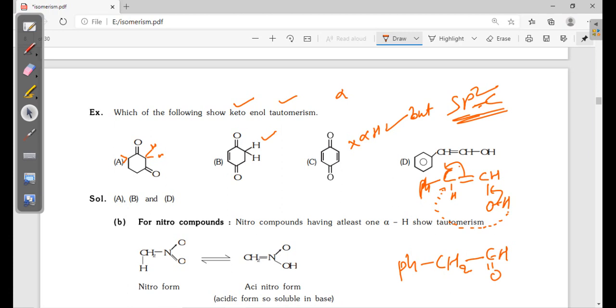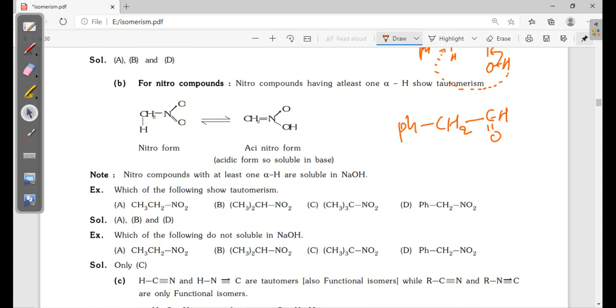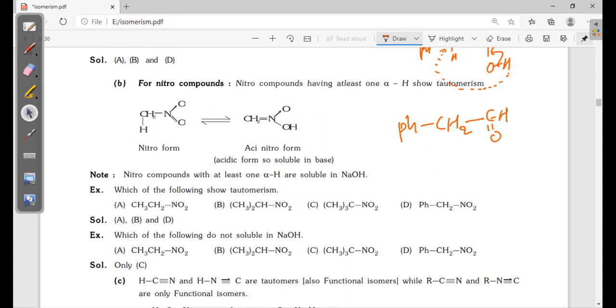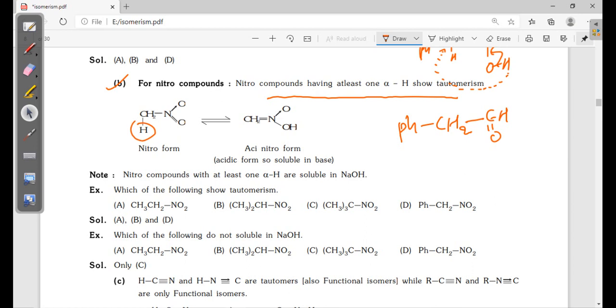Next, these are the questions you can solve. For nitro compounds having at least one alpha hydrogen, they show tautomerism. Here also an alpha hydrogen is there. This alpha hydrogen can migrate to this oxygen. Simply, this pi bond is shifted here, the sigma bond is shifted here, this pi bond shifts to oxygen, then this hydrogen migrates to oxygen, right?